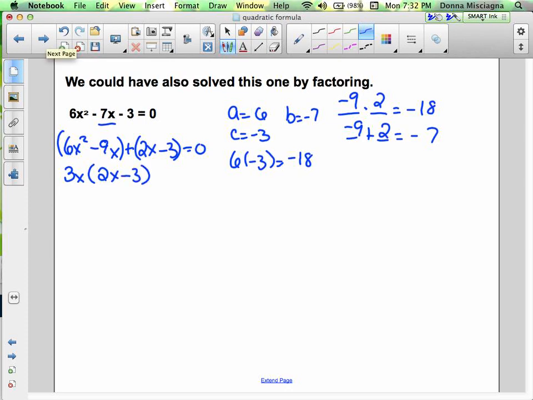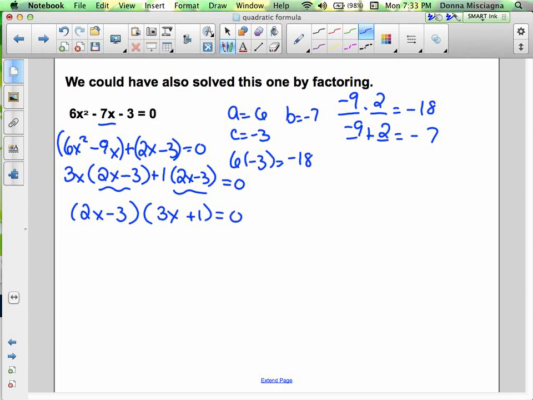Greatest common factor for 2x and negative 3, well, that's going to be a 1. That's their only common factor. So we can factor out this repeating factor. Both of our terms, 3x times 2x minus 3, and 1 times 2x minus 3, have a factor of 2x minus 3. If we factor out a 2x minus 3 from both of those terms, we're left with a 3x and a positive 1. Now we just set those equal to 0. 2x minus 3 equals 0. x is 3/2. 3x plus 1 equals 0, and x is going to be negative 1/3.